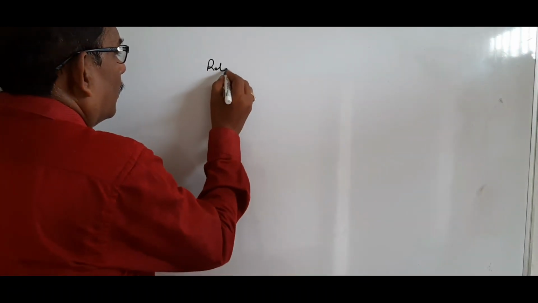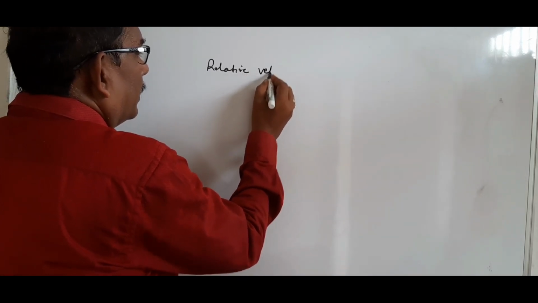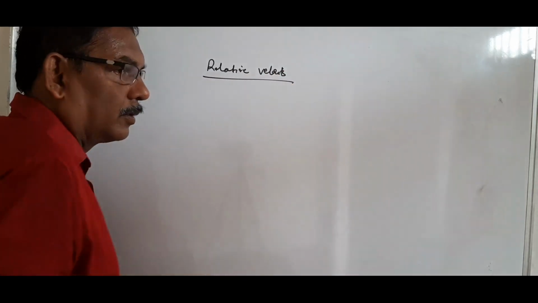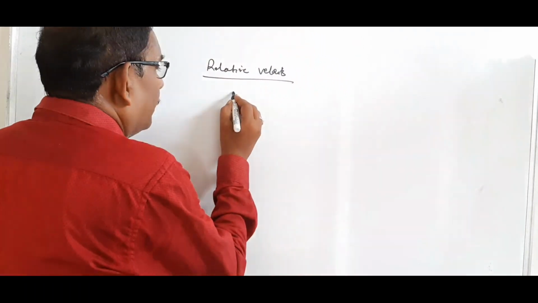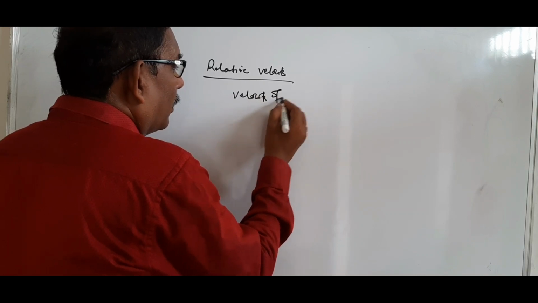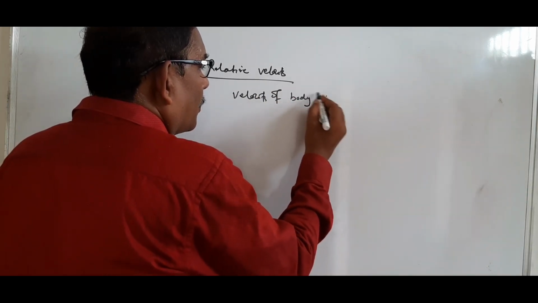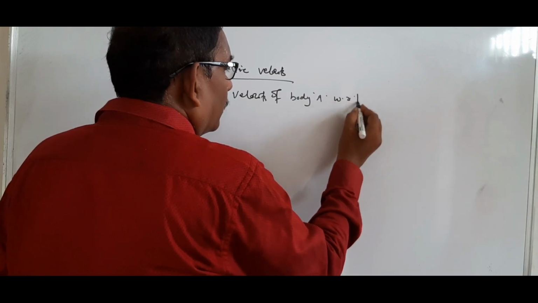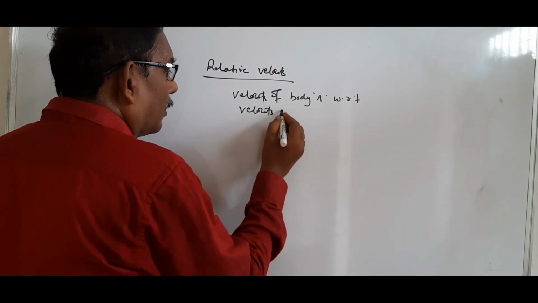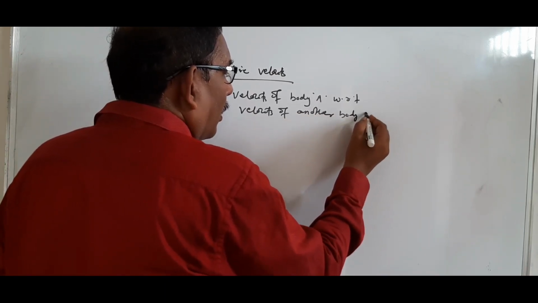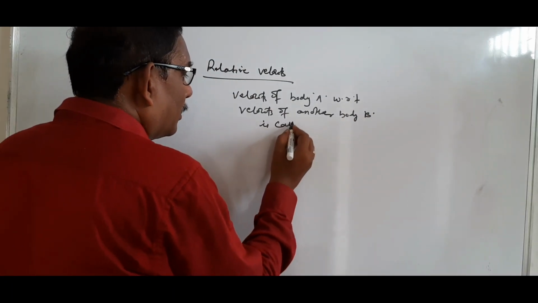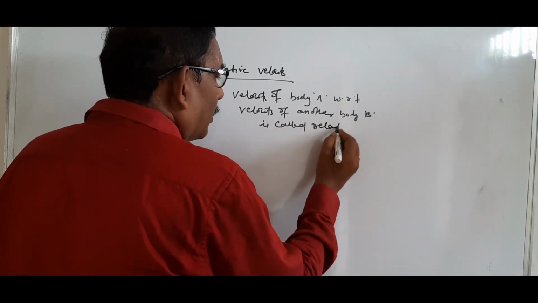Now the relative velocity. What is actually relative velocity? The velocity of a body with respect to the velocity of another body is called relative velocity. The velocity of body A with respect to the velocity of another body B is called relative velocity.